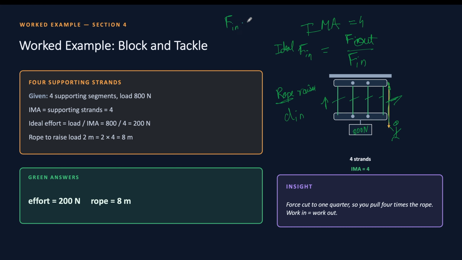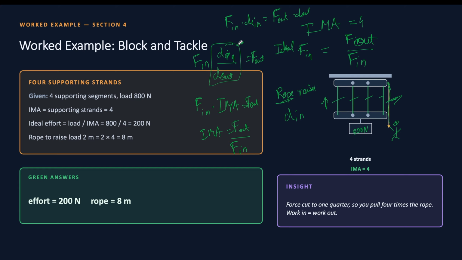So force in times distance in is equal to force out times distance out. And then if you remember, you can divide both sides by distance out. Distance in over distance out times force in is equal to force out. This is just your ideal mechanical advantage. So force in times IMA is equal to force out. And IMA is equal to force out over force in. Another way you can think about it is whichever one has to be larger, right? Because your IMA has to be greater than 1. So force out is the larger number. That's why it goes on the top. Distance in here is a larger number because you're putting in a larger distance for a lesser force.